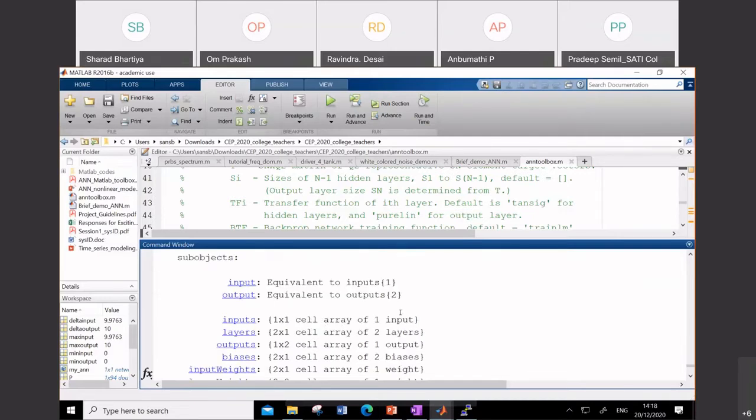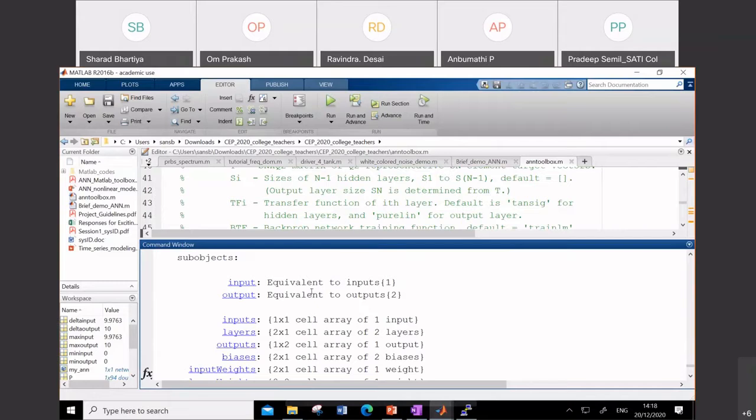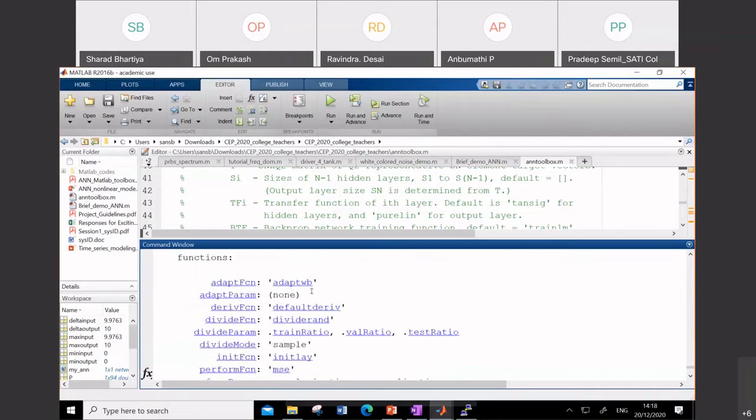Now, you will see that it has these input weights, layer weights, and biases. This is where it is storing its values. So for example, I wonder if I can remember, but let me look at what the bias values are.